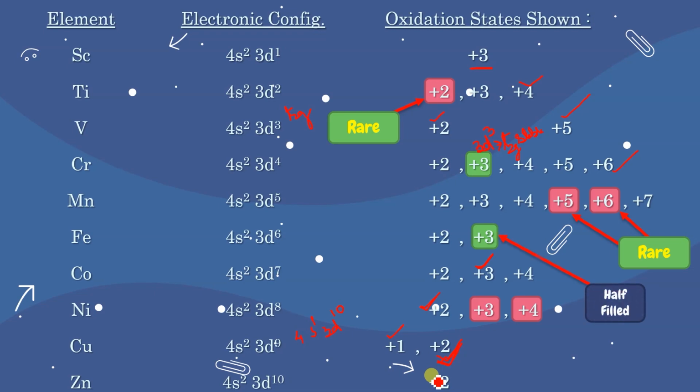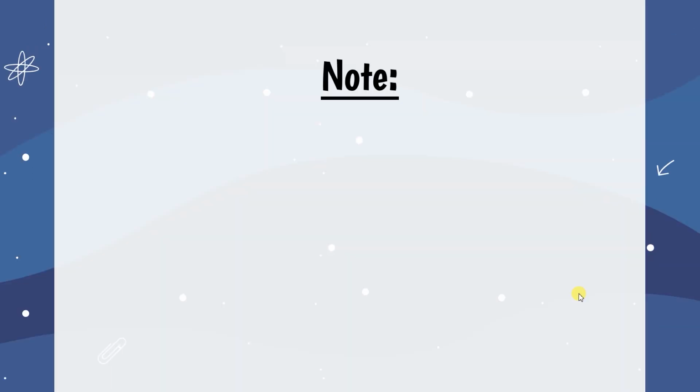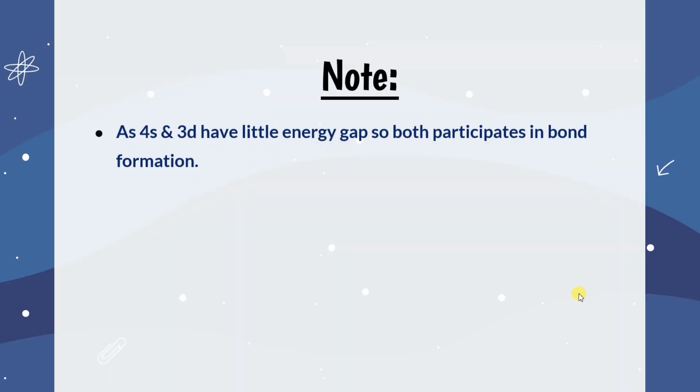So this one is okay, I have half-filled, that one is t2g. Okay, now note 4s and 3d have a little energy gap, so both the orbitals, both electrons participate in the bond formation as I told you.